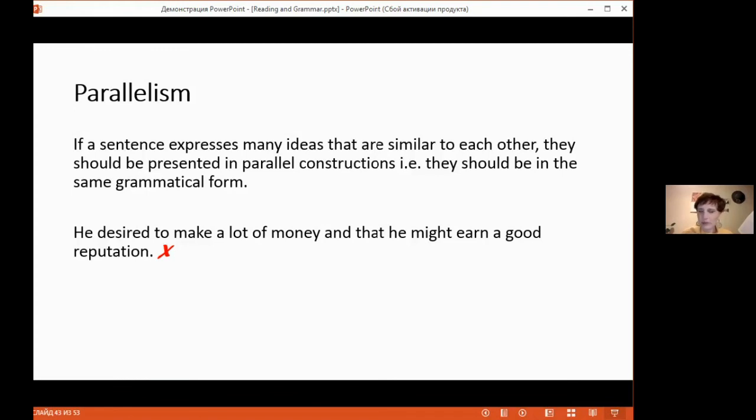What are the two ideas? Yes, right. So thank you. I see answers from Maria again, and Yelena, and Victoria, and Anna. Thank you very much for being so active. Here we are. So this mysterious he desired to do two things, to make a lot of money and earn a good reputation. And these two things should be presented in a similar way. If we start with an infinitive, the second idea should also be presented as an infinitive. And the correct version would be: he desired to make a lot of money and earn a good reputation.